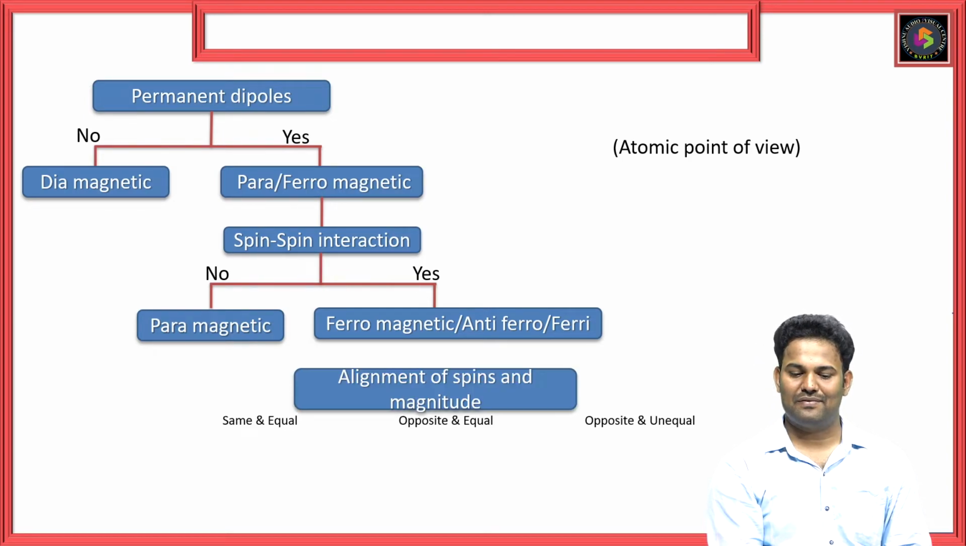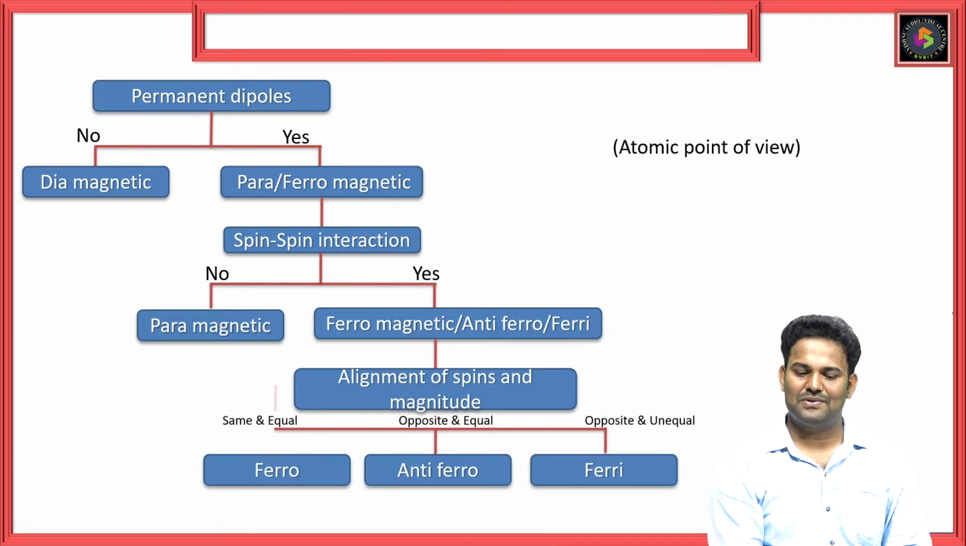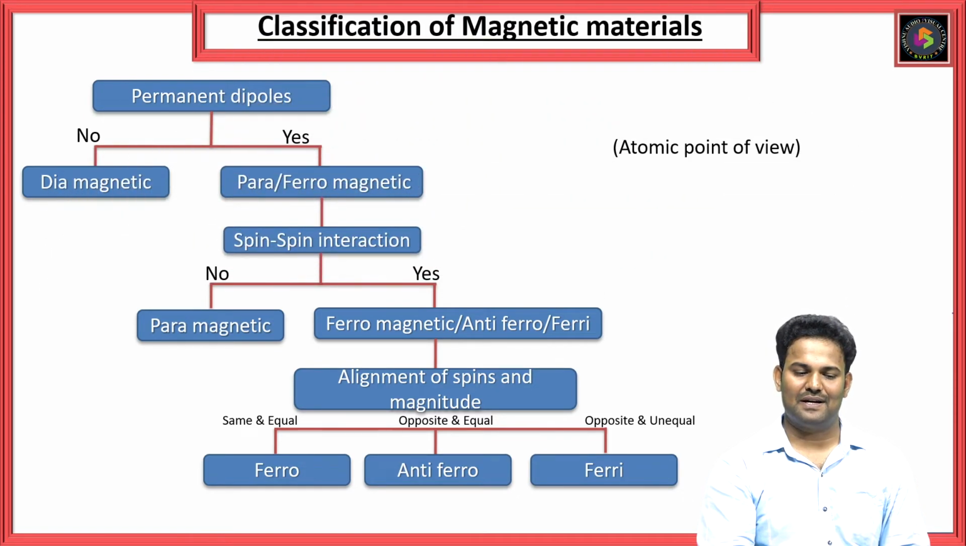Again the classification of the ferro family. If the alignment of the spins is the same and the magnitudes are equal, we can say that is a ferromagnetic material. If the spins are opposite and the magnitudes are equal, we can say that is an antiferromagnetic material. If the alignment of the spins and magnitudes are opposite and unequal respectively, then we can say that is a ferrimagnetic material. This is the atomic point of view of the classification of the magnetic material.